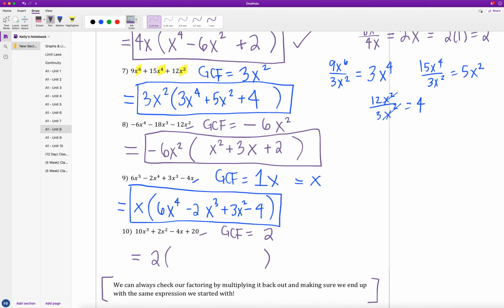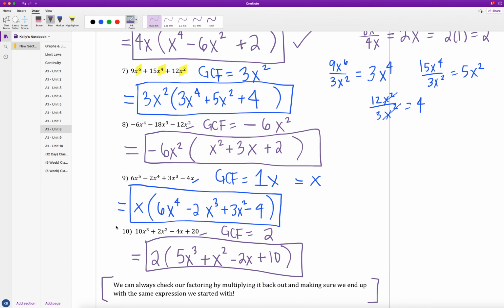So when I factor out a 2 from each one of these, 10 divided by 2 gives me 5, and I'll still have x to the third since I'm not taking out any x's, plus 2 divided by 2 gives me 1, so I just get plus 1x squared. Then negative 4x divided by 2 gives me negative 2x. And then 20 divided by 2 gives me positive 10. And I have my factored form.